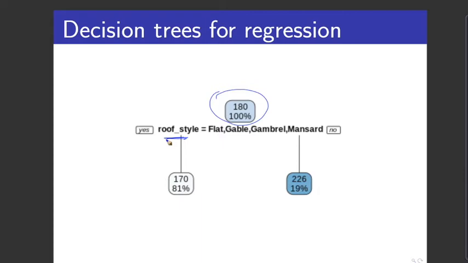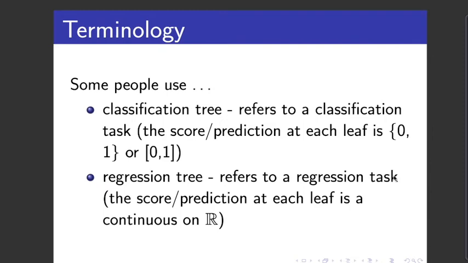is a categorical variable, if the roof styles are flat, gable, gambrel, or mansard, so there are any of those four, then we'll predict a price of $170,000. If it's another roof style, and that's the fifth roof style, and I can't remember what it is, but clearly it's a pretty expensive one, because for that particular roof style, we would actually find that houses in the training data with that roof style have an average price of $226,000, and that is what we would predict on the test data.